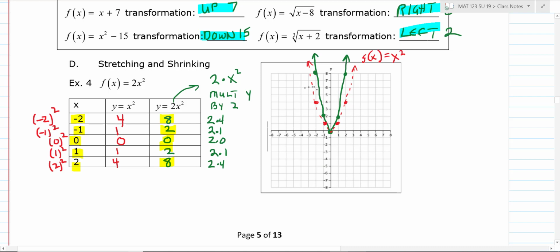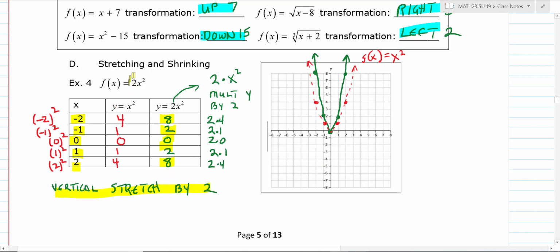So think of this red graph kind of like a rubber band, and if you're pulling up on that, you're stretching that. Those y values get bigger, they get doubled, so it's stretched. So what we call this is a vertical stretch. And you have to say vertical stretch. You can't just say stretch. You got to tell me which way. Vertical's up or down. So that's a vertical stretch by 2. Okay, that's what that transformation would be.